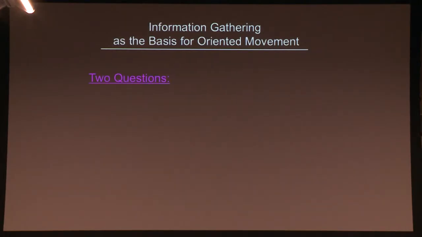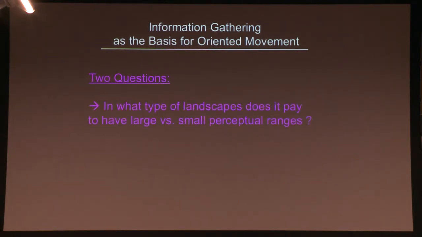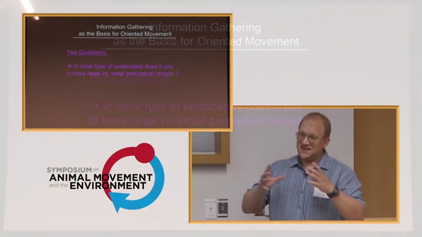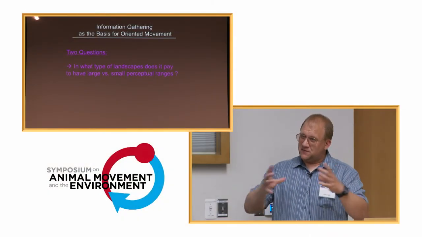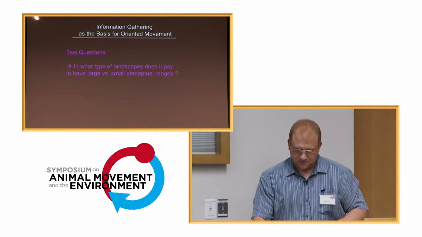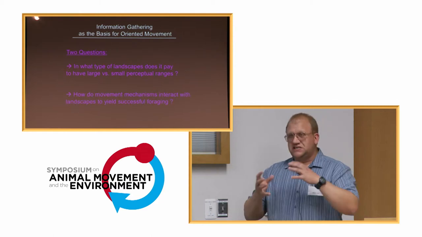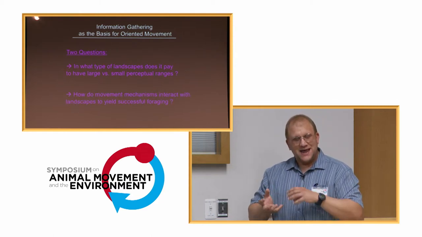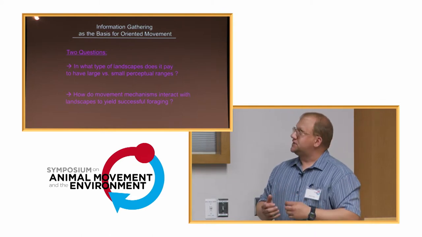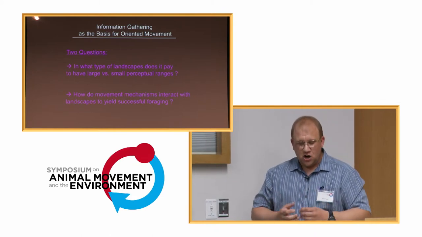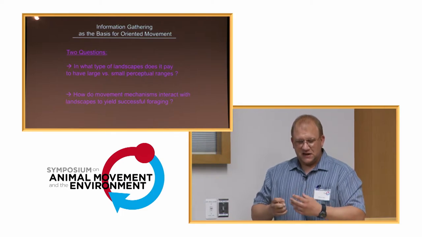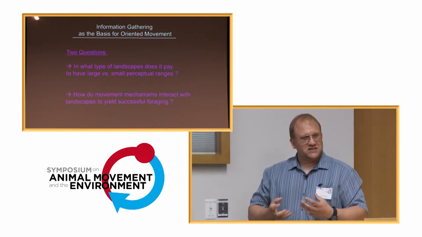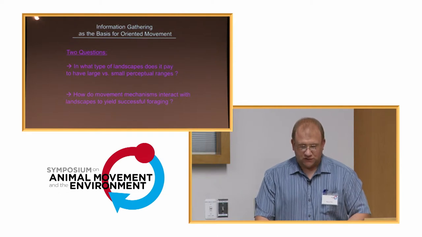So within this context, two big questions. From a theoretical perspective, in what types of landscapes does it pay to have large versus small perceptual ranges? When do we want to take advantage of the ability to get information from far beyond our current location? And second, how do those different kinds of movement mechanisms interact with landscapes to yield successful foraging? In what combinations are we likely to see this kind of oriented movement information gathering be particularly useful?